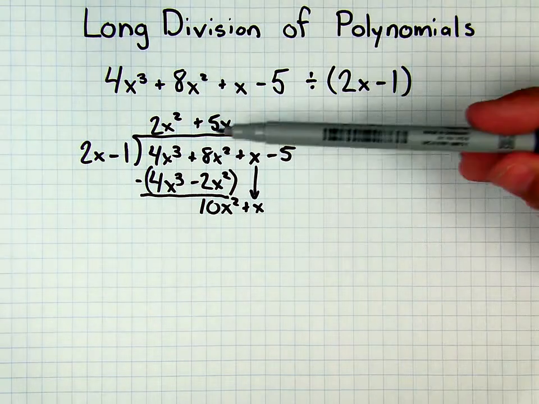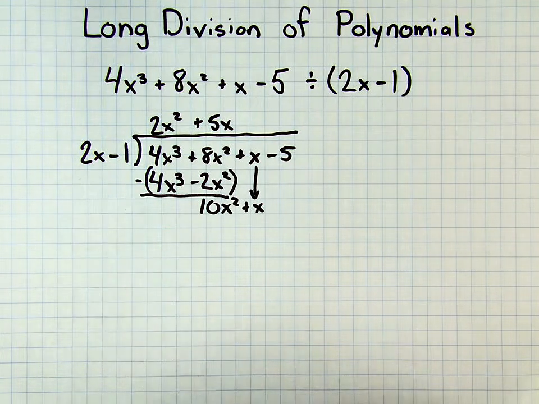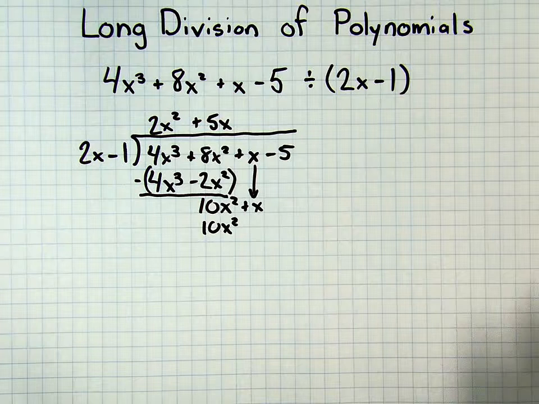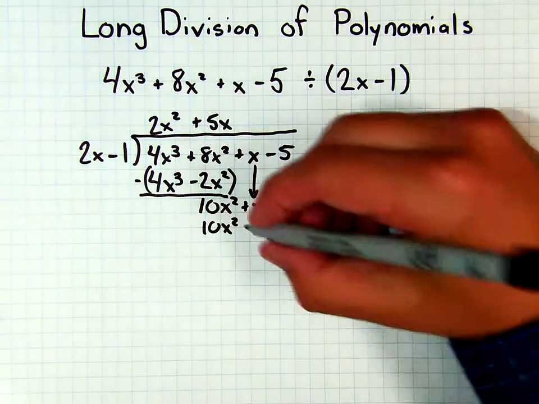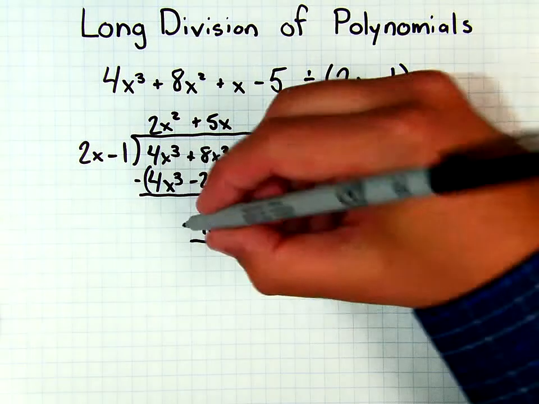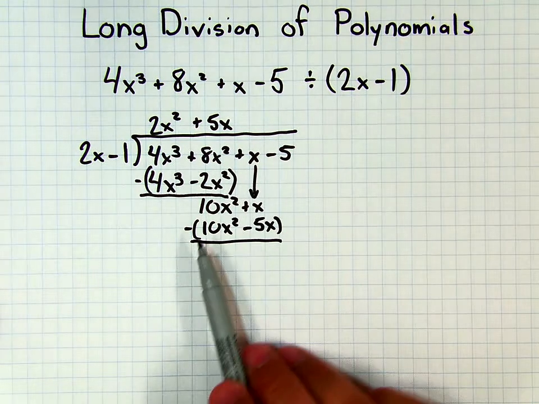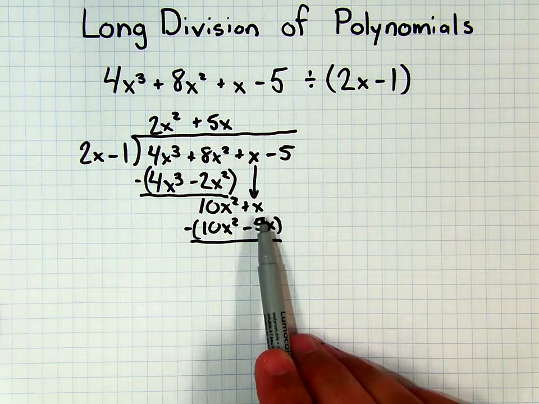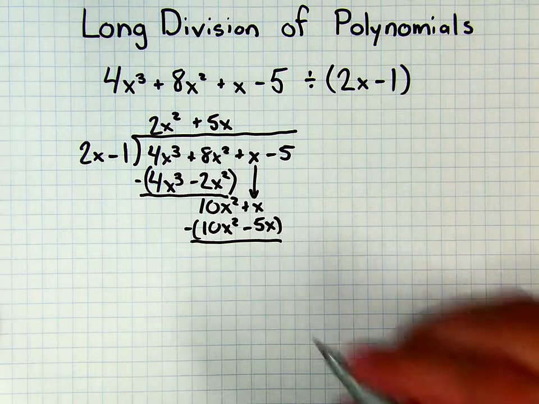Then I multiply 5x times 2x is 10x squared. 10x squared here. 5x times negative 1, that gives me negative 5x. So negative 5x. Now I subtract. And I subtract both. 10x squared minus 10x squared, that's 0, so I don't worry about that. 1x minus negative 5x. So subtracting a negative is like adding, so I'm going to have 6x.